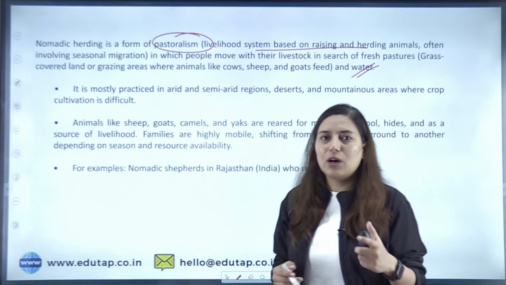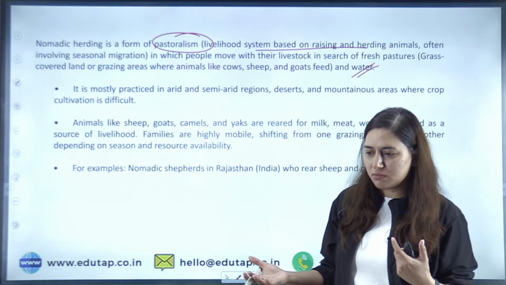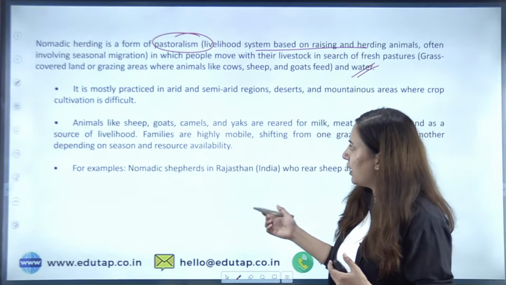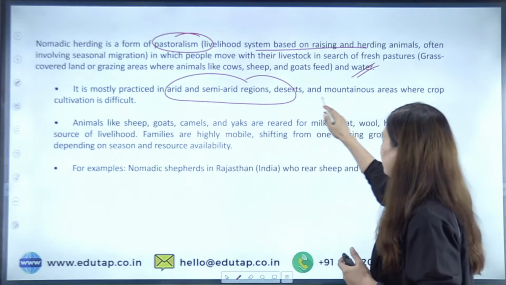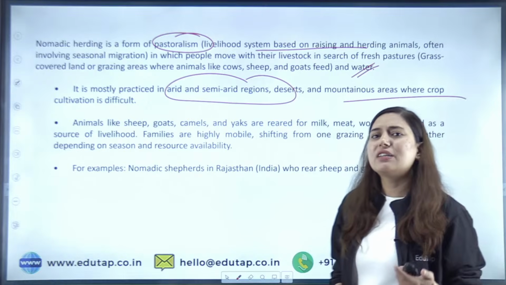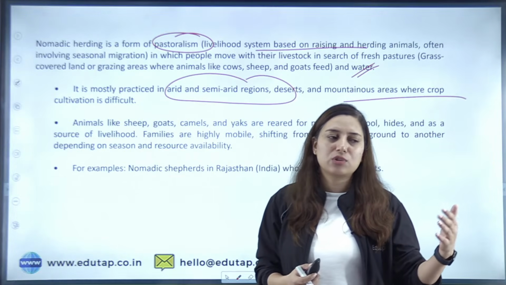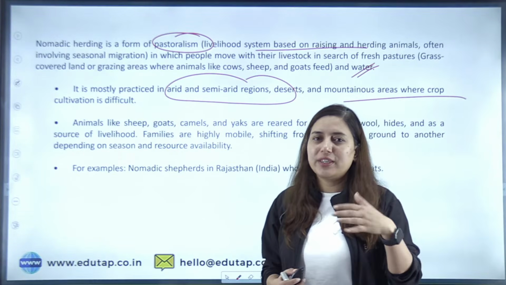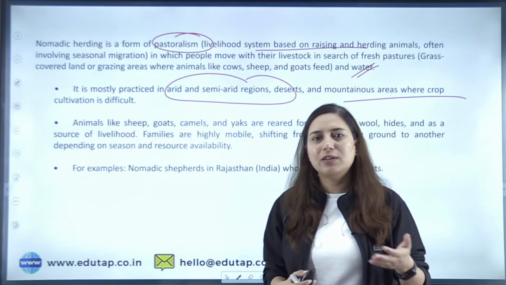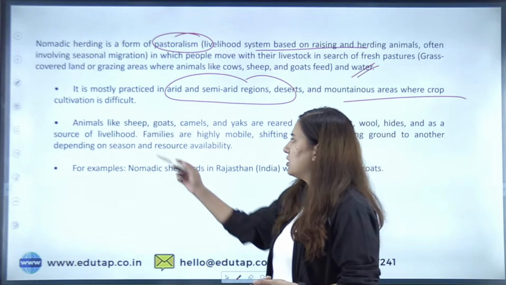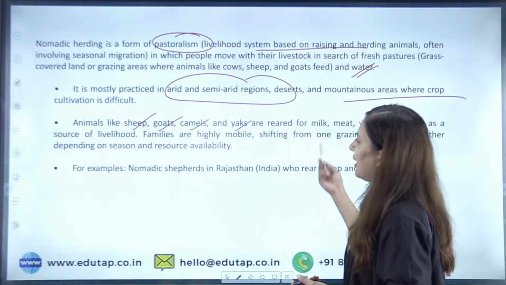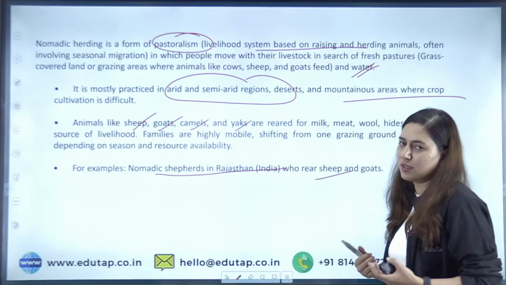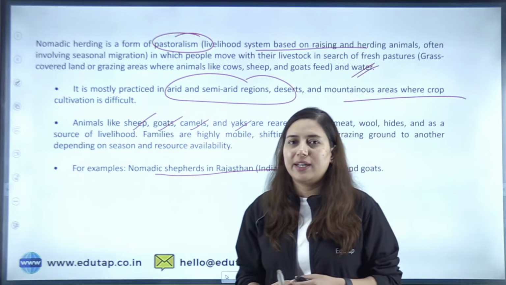It is now very rarely seen in India, but in some parts it still exists. Mostly it is done in arid and semi-arid regions, deserts and mountainous areas where crop cultivation is difficult. There people rely mostly on animal management. They are not growing crops, they are rearing animals, and their livelihood depends on these animals, like sheep, goat, camel, yak. For example, nomadic shepherds in Rajasthan who rear sheep and goat. So this is nomadic herding.